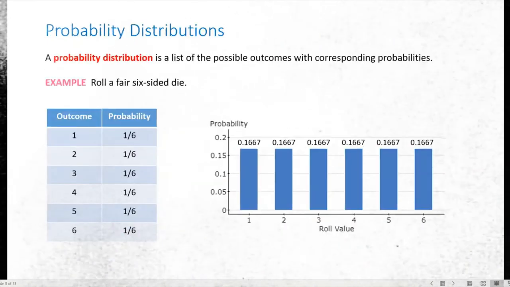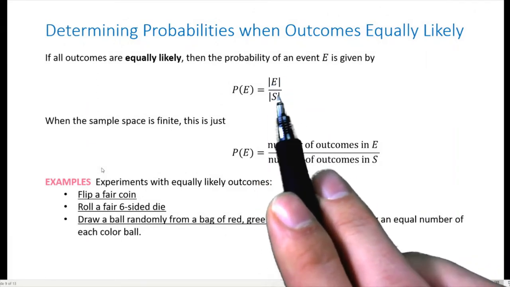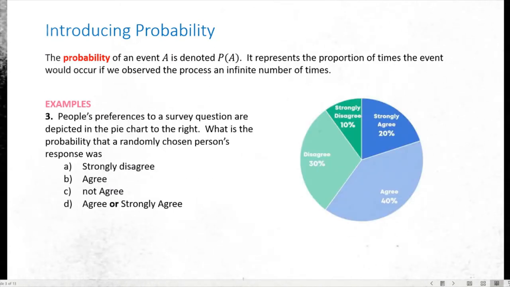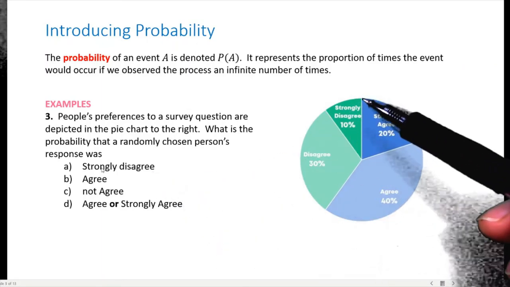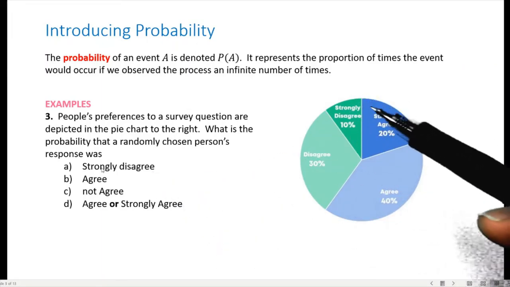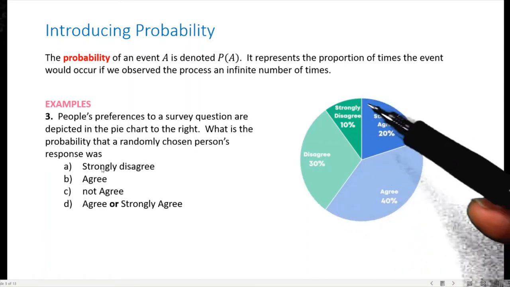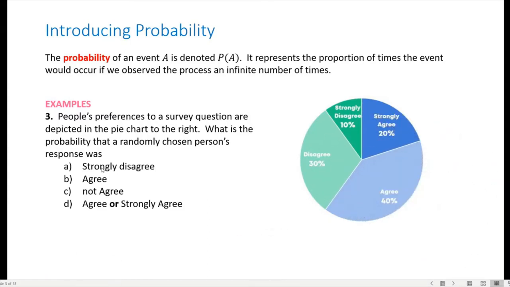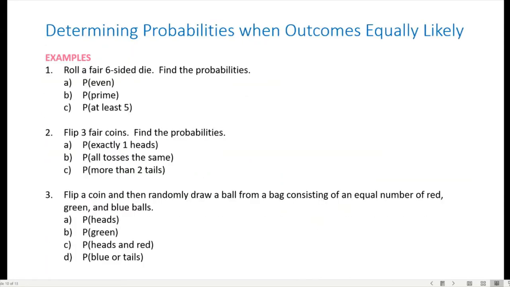Let me just reemphasize: what we're doing is measuring the size of the event and dividing by the size of the sample space. That's actually what we were doing back here. Look at the pie chart. If I did the strongly agree portion, I'm just taking the size of this wedge and dividing by the size of the entire pie. Because the wedge is 20%, I get 0.2. So we were taking the size of the event and dividing by the size of the sample space.